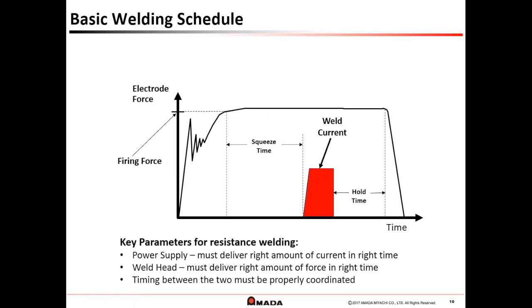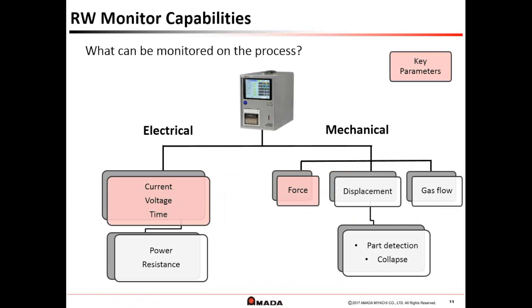This causes inconsistencies and can cause expulsion. So our key elements to resistance welding are three parameters that control the main ingredients to our weld: current, force, and time. So how can we ensure that we get that same current, same time, and same force into our part in the correct way? Well, we do that by utilizing a resistance welding monitor.